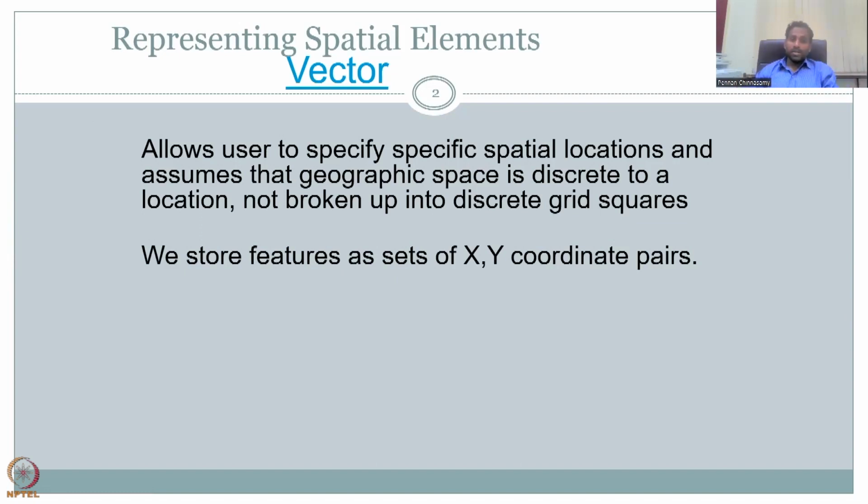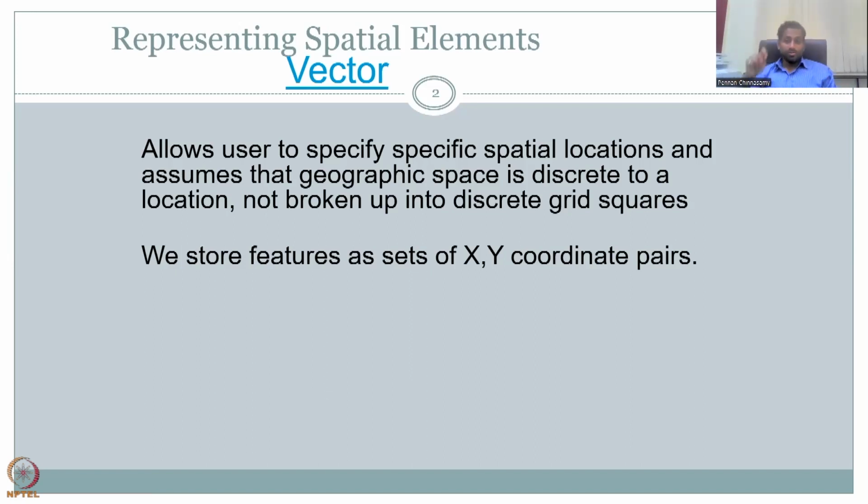In the vector format, the data is stored as features, as sets of XY coordinate pairs. GIS assumes that geographic space is discrete to a location, not broken up into discrete grid squares like your raster. Here, discrete means it is specific to a location. You're not putting it in a grid, but it is a location along the planet.